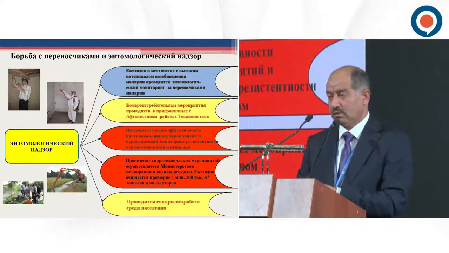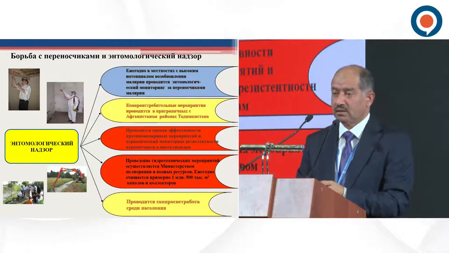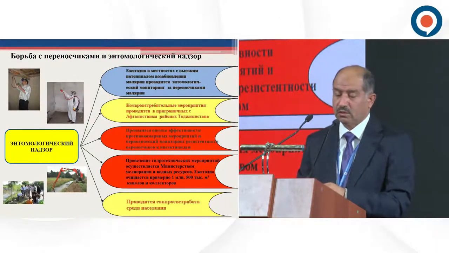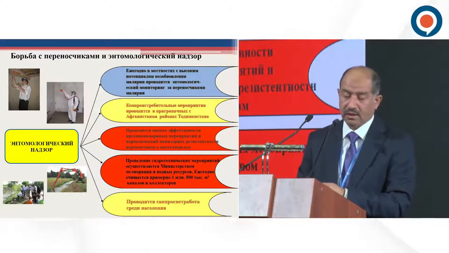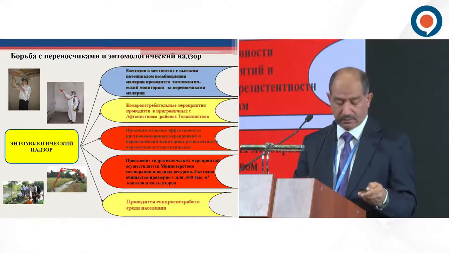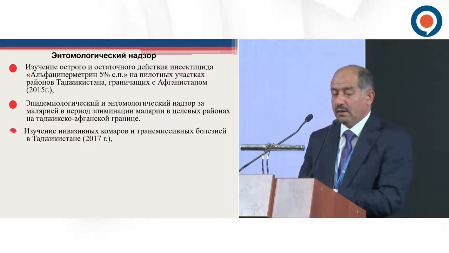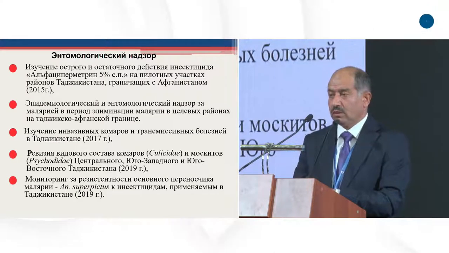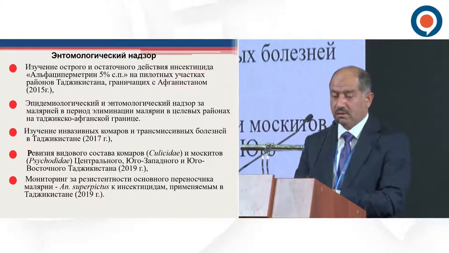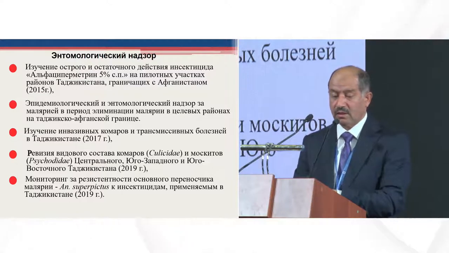On an annual basis, approximately 1,500,000 square meters of channels and collectors are cleansed, and this is the majority of watery places where the mosquitoes are present. We are also working on the awareness of the local population. How do we work? We use 5% alpha-cypermethrin on the pilot tracks between Tajikistan and Afghanistan.